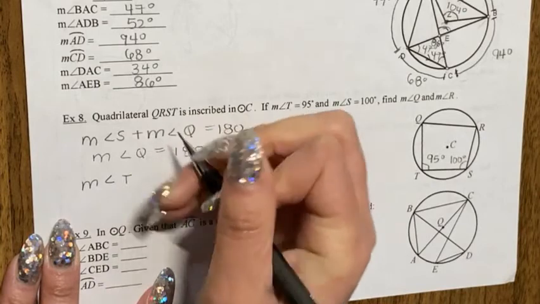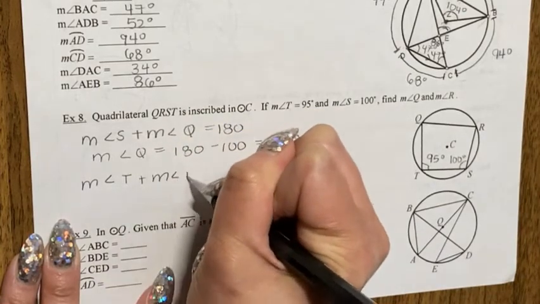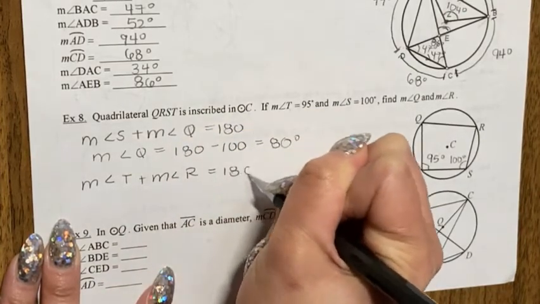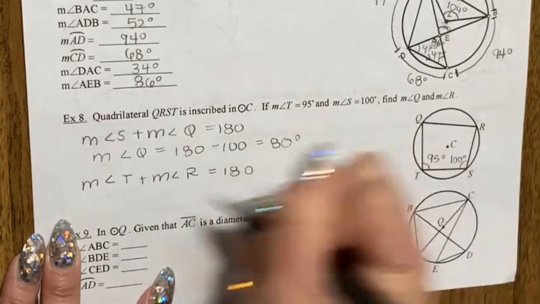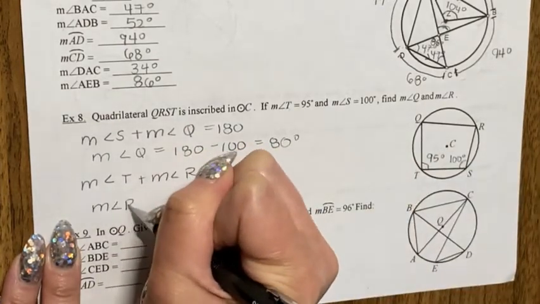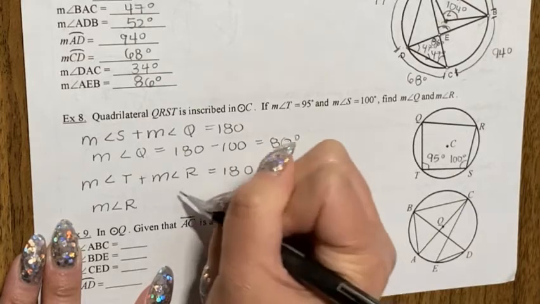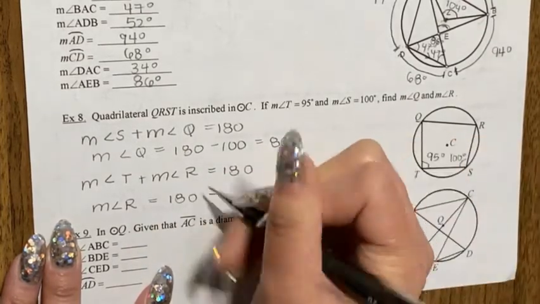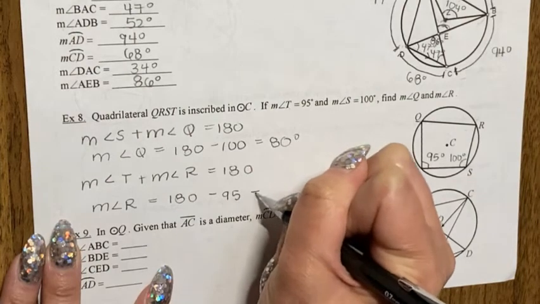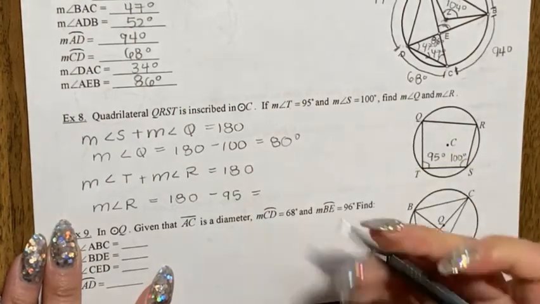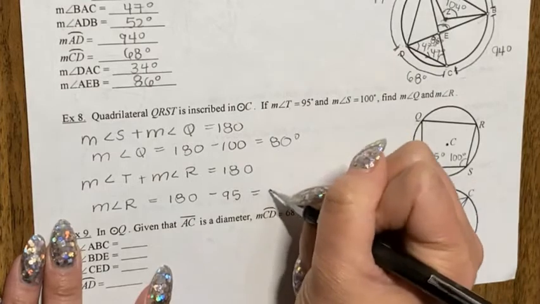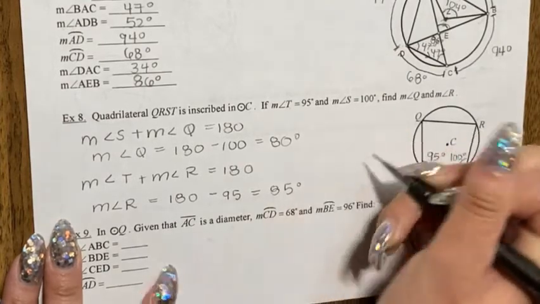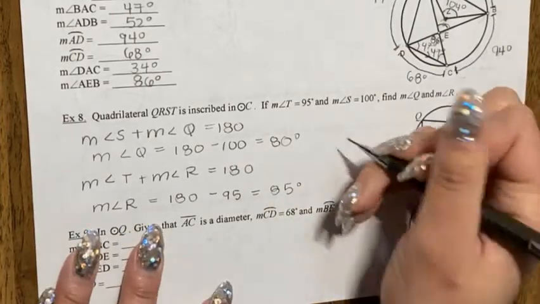supplementary. So you know that the measure of angle T plus the measure of angle R is also equal to 180. So what we're looking for in this case is the measure of angle R. Okay, so the measure of angle R is going to be 180 minus 95. So this is going to give you the beautiful number of what? 85 degrees. Okay, so you do have two things.